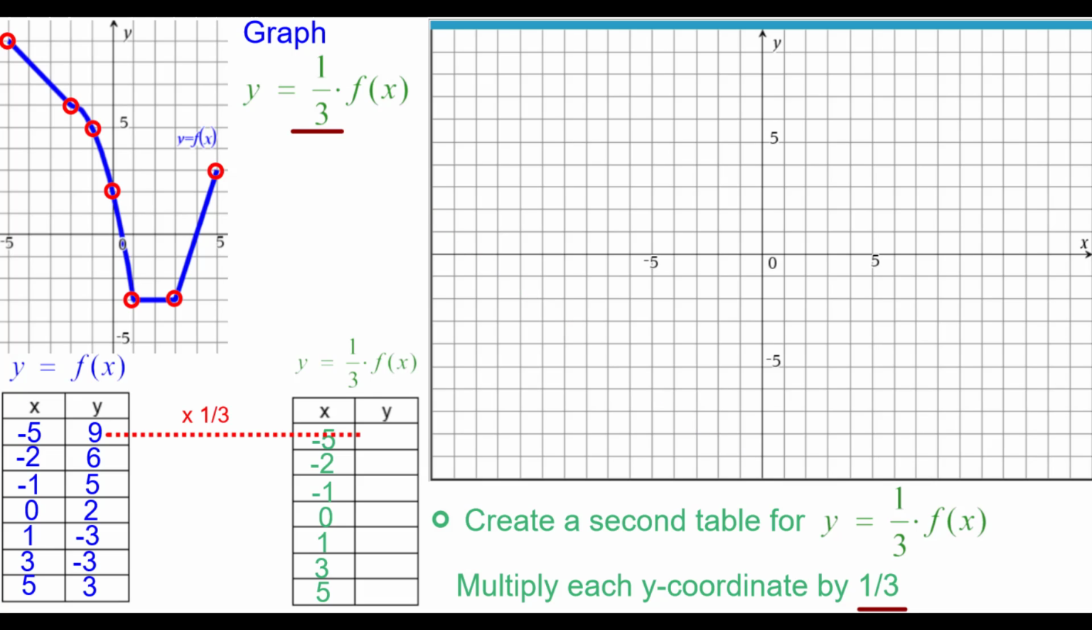So 9 times 1/3 would be 3. So plot -5, 3. 1/3 of 6 is 2, -2, 2. 5 times 1/3 is 5/3, so -1, 1 2/3. Go ahead and finish the table, plot the points, press pause as needed, and then resume when you're ready.